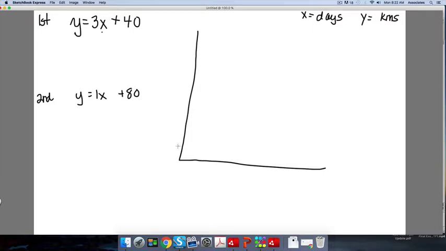So I need to go up. I'm going to go by tens: 10, 20, 30, 40, 50, 60, 70, 80, 90, 100. Here's the kilometers or the distance. Now these are days. So I've got days, let's go 5, 10, 15, 20, 25, 30, 35, and 40.